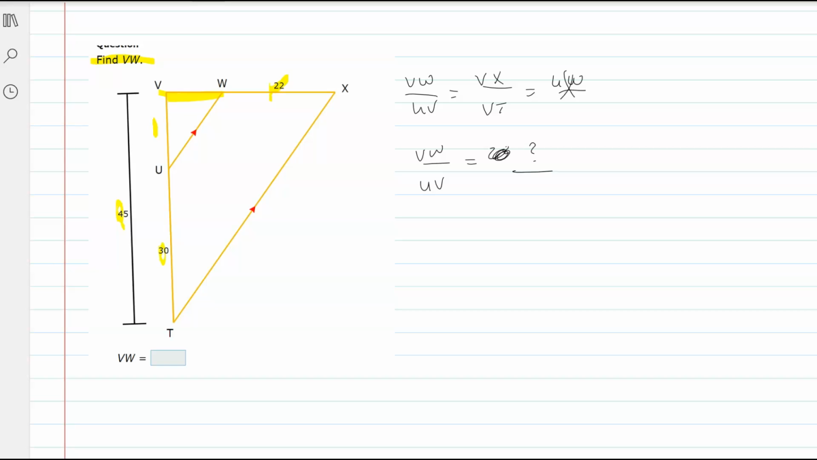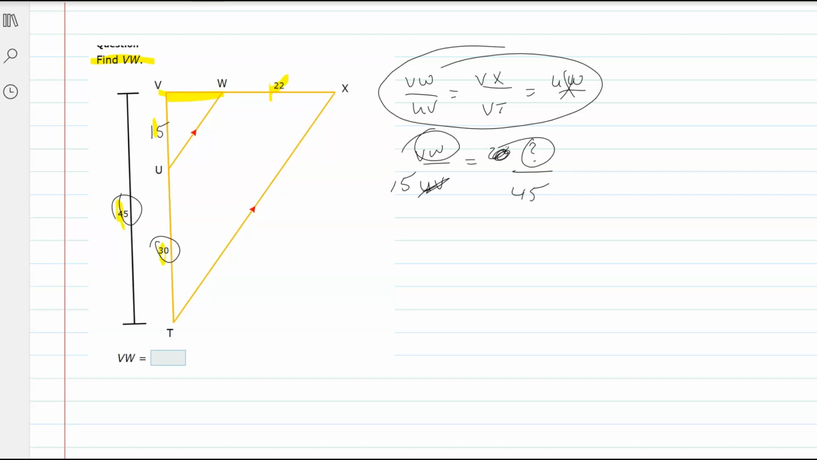VT we know is 45. Okay, in order to solve one of these, we have to know 3 numbers. We have to know 3 numbers with 1 unknown. Right now it looks like there are 3 unknowns. But we can find UV. UV is 45 minus 30, so this is 15. But I still have 2 unknowns. I have this one and this one. So I can't use the regular similarity triangles.